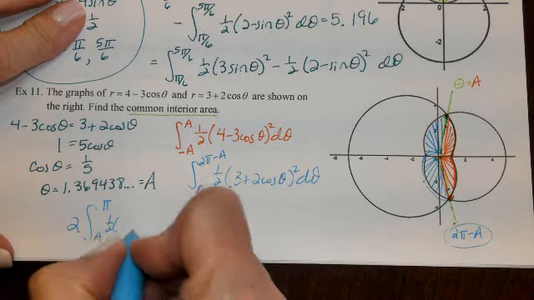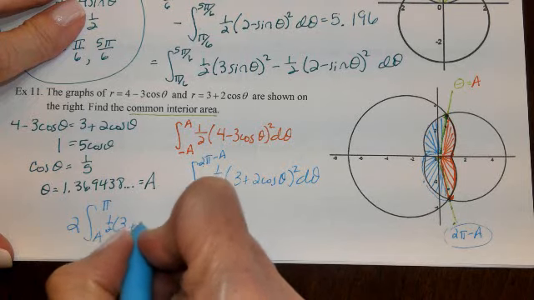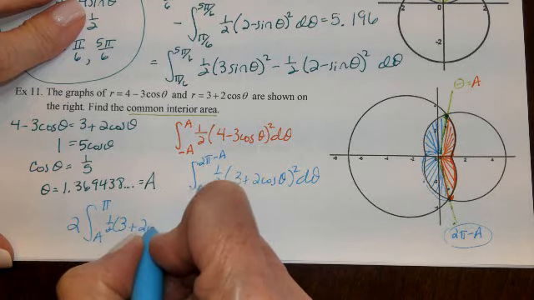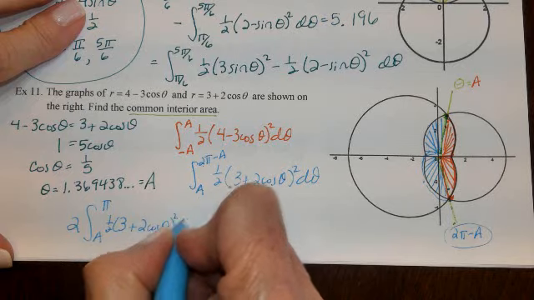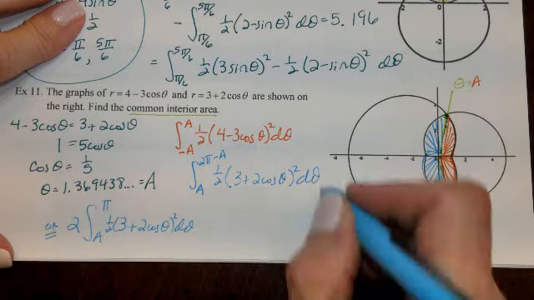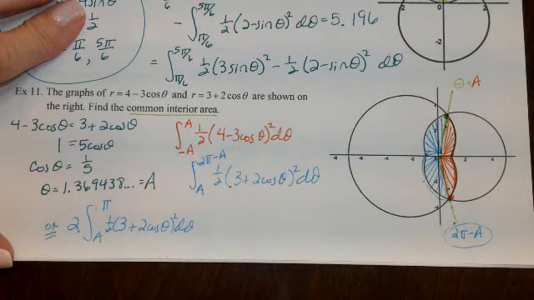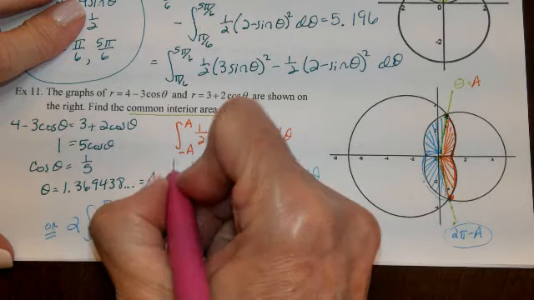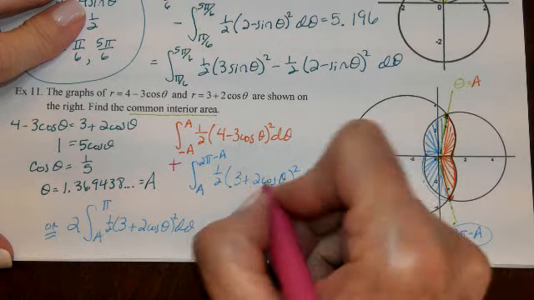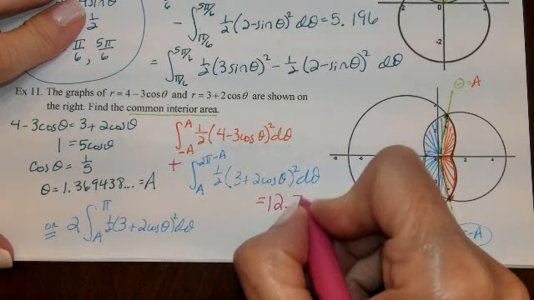Same 1/2 r squared d theta. Okay? Then we're going to take these two and we're going to add them together. And when you add those together, we get 12.784.